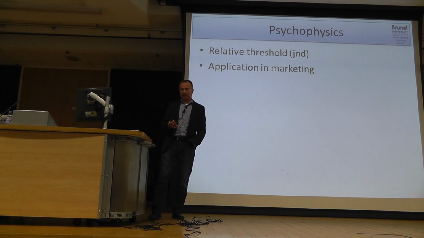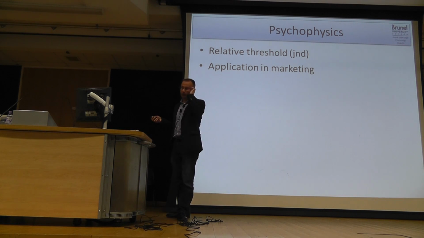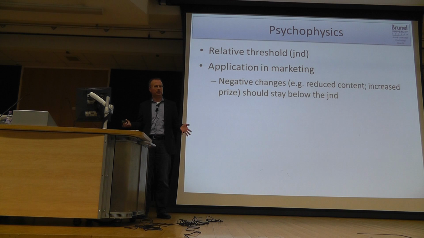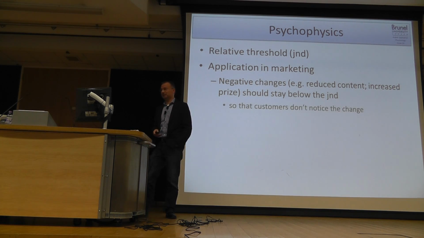There's an application for that idea in marketing, and this is now extending the view beyond our perception of physical properties. But suppose you want to do negative changes to a product. So for instance, you want to reduce the content or increase the price of something. Then it's a good idea to stay below the just noticeable difference. So you could ask some people into your lab or testing facility in your company and say, well, these are our products, you may know them, that's the price. Is that the usual price or not? And people may say, well, yeah, it's a usual price because it just increased by 5p or something. However, if you increase it by £1, they may say, no, I don't think so. I think it's more expensive than usual. So if you want to do negative changes to your product, try to stay below the threshold that people detect. They don't notice the change.